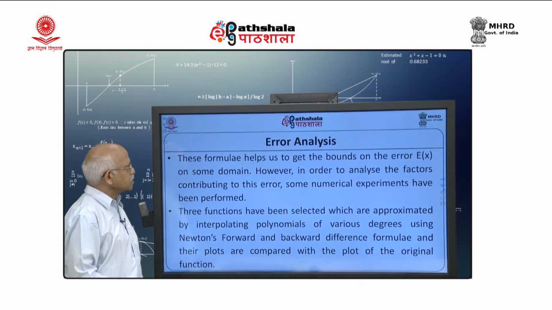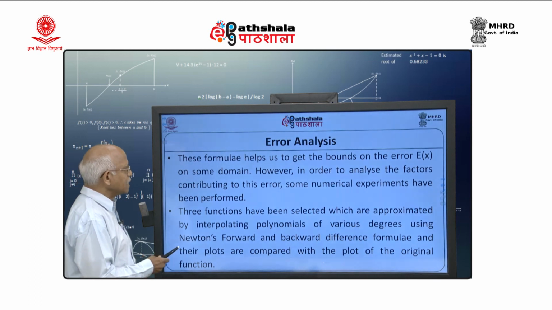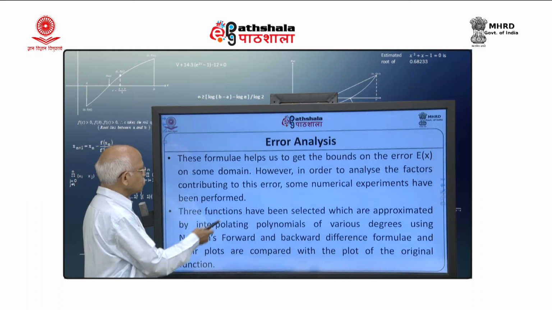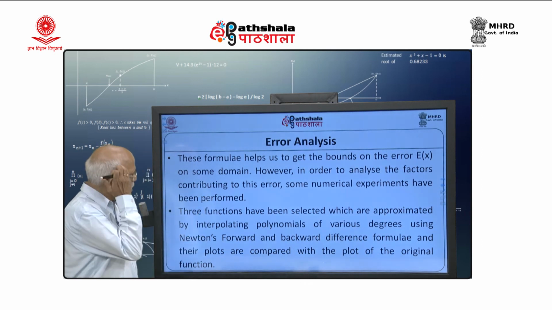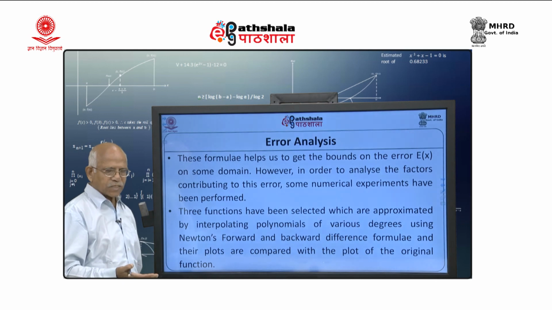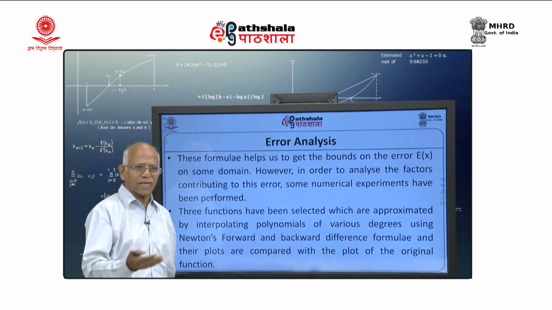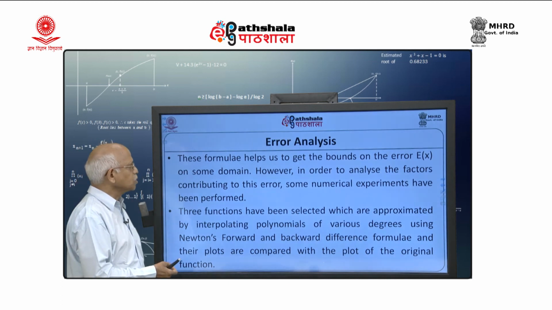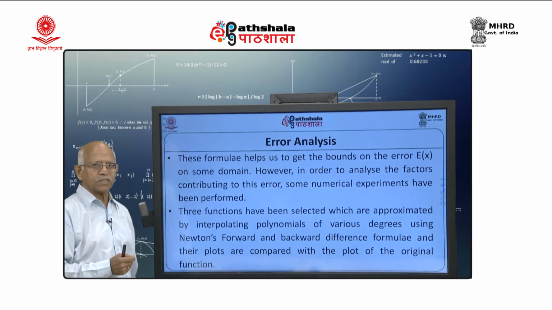This formula helps us to get the bounds on the error E(x) on some domain. However, in order to analyze the factors contributing to this error, some numerical experiments will have to be performed. Obviously, we are approximating the original functional relationship, and therefore there has to be some error in the estimate of y at x, and this error we want to analyze and find out what factors are contributing to it.